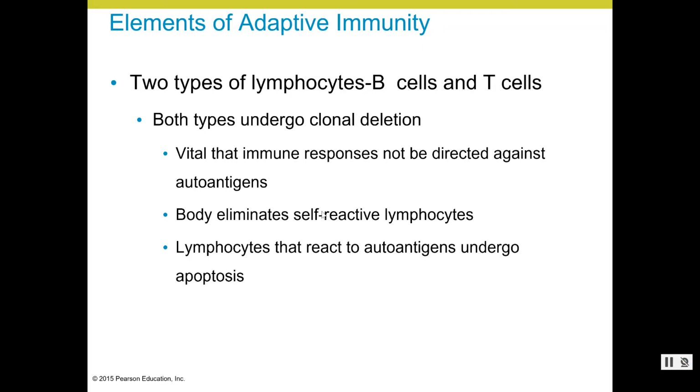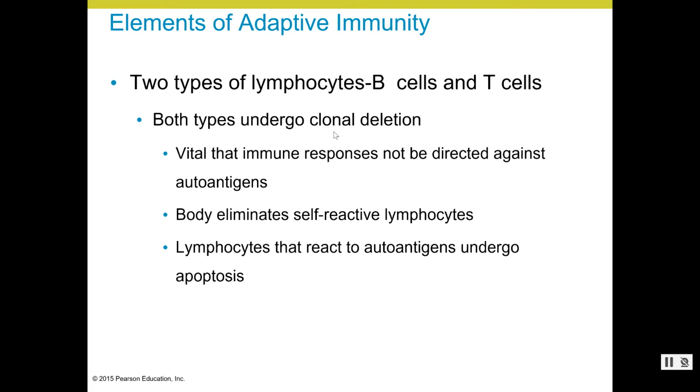T cells mature in the thymus and they undergo clonal deletion. Just for your reference, B cells also undergo clonal deletion, but they do it in the bone marrow. B cells mature in the bone marrow, B for bone marrow. So let's talk about the T cells first and the process they do in the thymus, but know that the B cells do a similar process in the bone marrow.